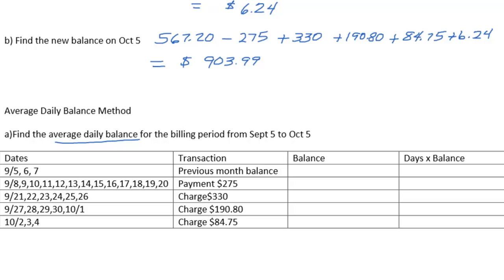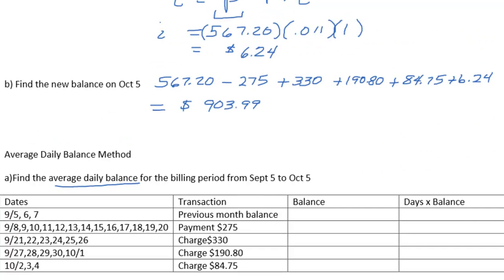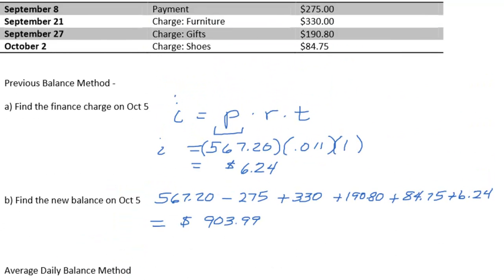And in my table, as you can see, I've got the dates. And so our billing period started on September 5th. And we did not do any transactions till September 8th, as you recall from our table up above. Right? So let me remind you of that. So on September 8th, we made a payment of $275.